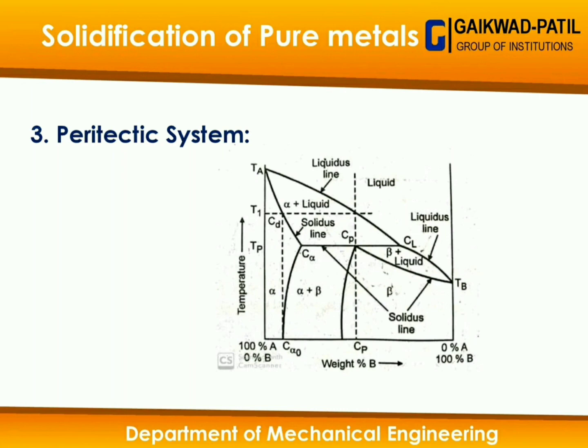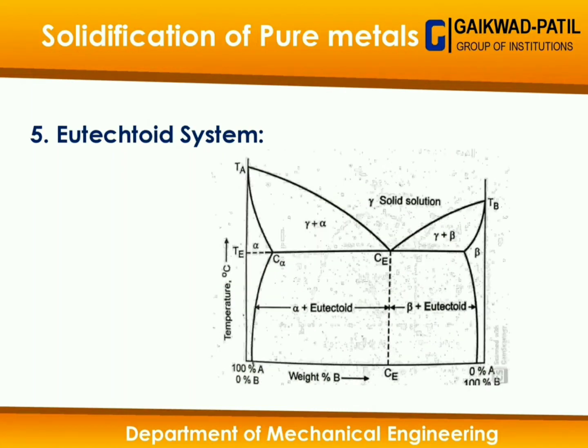Next is the eutectoid system. The eutectoid system is called a solid system, where the gamma solid is obtained at the beginning. That gamma solid again mixes with a liquid, and that liquid gets transformed into alpha nucleus and beta nucleus. So the intermediate phases of gamma and alpha is alpha plus gamma, and beta plus gamma. When we cool down the mixture of gamma plus alpha and gamma plus beta at point CE, we get the alpha plus eutectoid and beta plus eutectoid solid solution. So this is all about the eutectoid system.